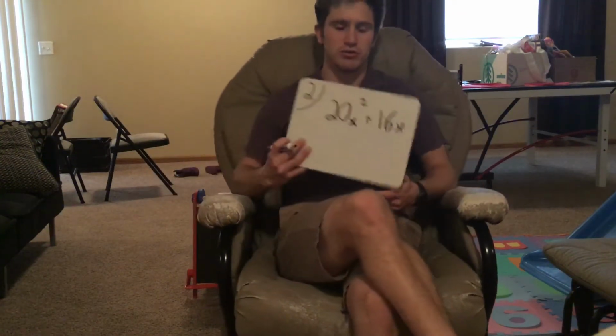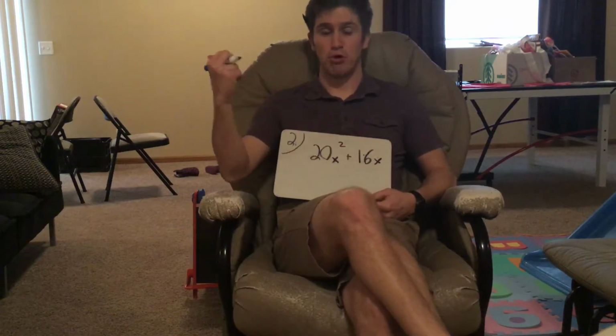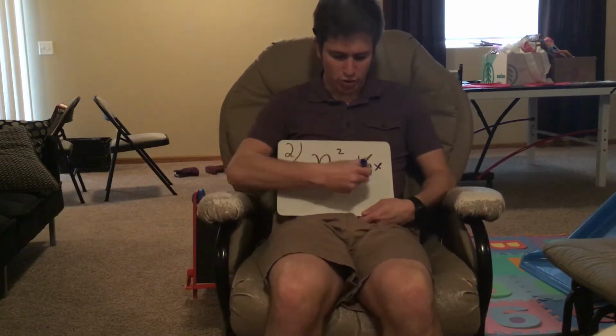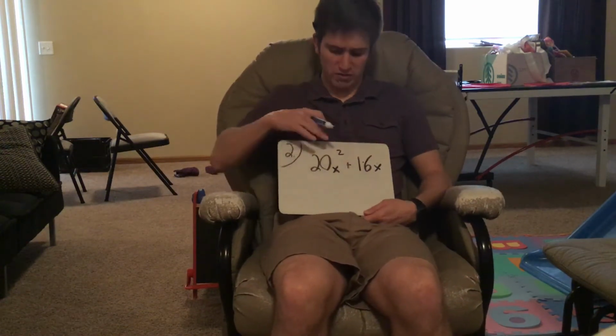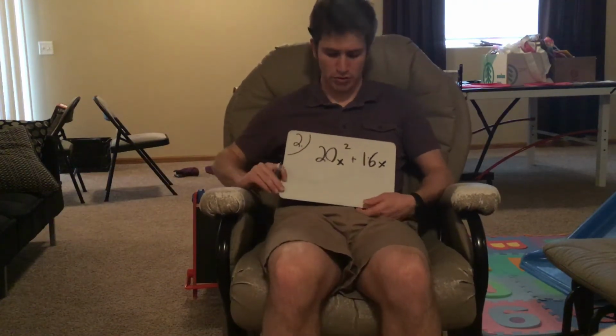Key concept number 2 in factoring is being able to not only find the greatest common factor, but pull it out or factor it out. Here's what I mean. If you look at 20x squared plus 16x, hopefully you can find the greatest common factor, the biggest number that goes into both.